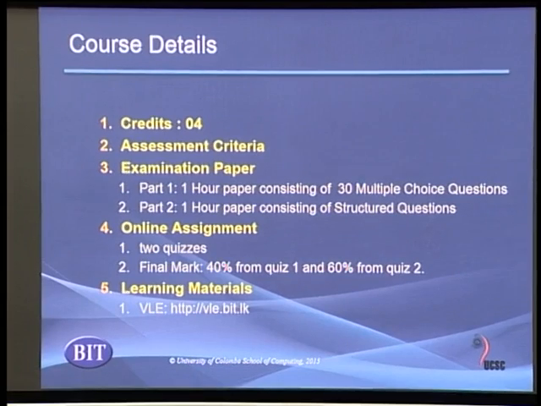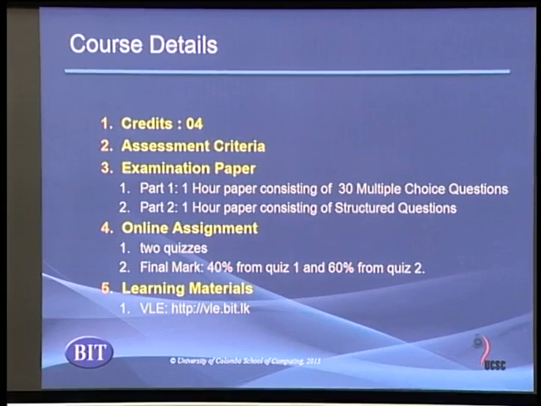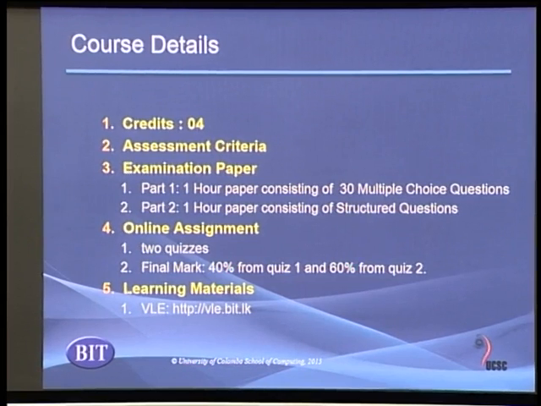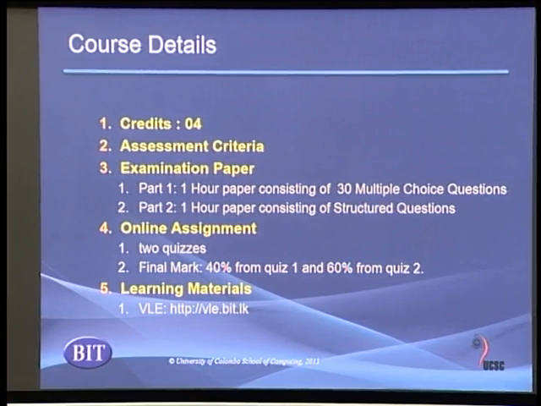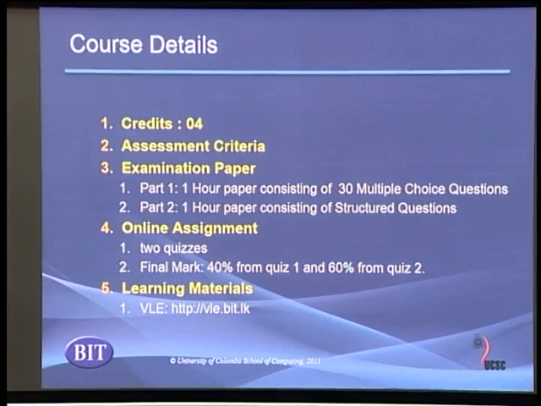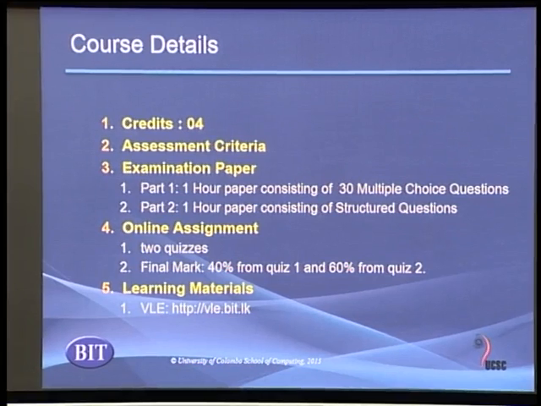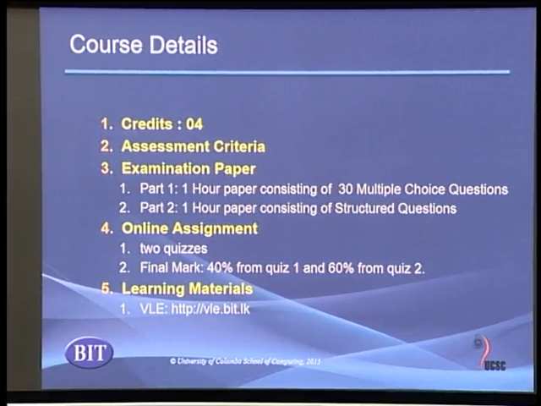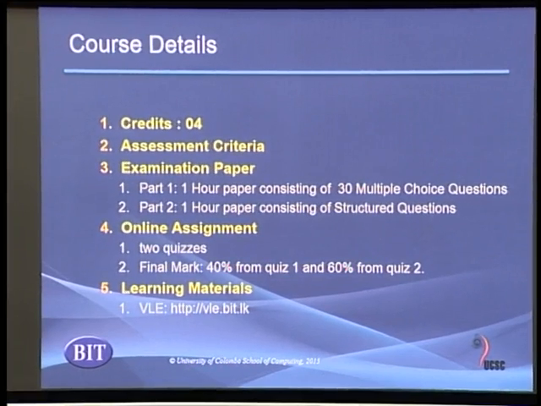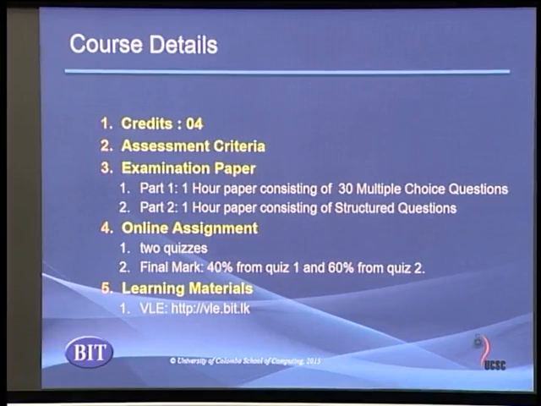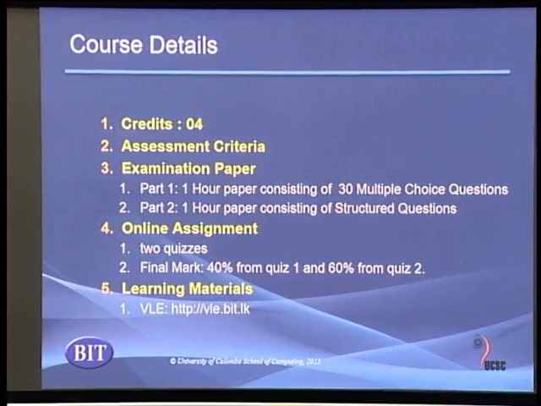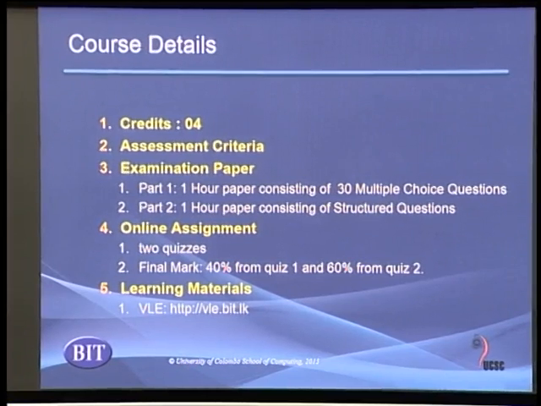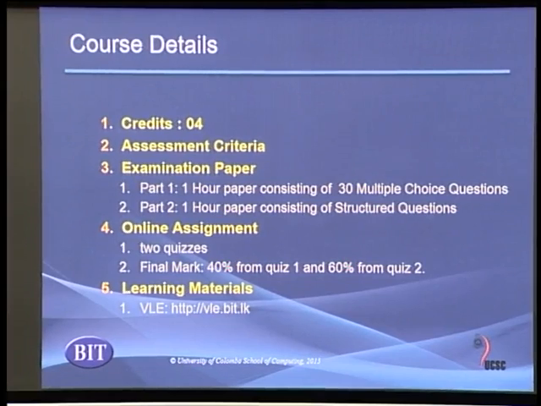Basic course details. As you all know, the course is a 4 credits one, and you will be having continuous assessments as well as a final assessment. The final exam paper will consist of 2 parts. The first section would be an MCQ paper with 30 multiple choice questions, which would be 1 hour, and the second section would be a structured paper that is also 1 hour. So, altogether the question paper would be a 2-hour one, and then you will be having 2 quizzes, 2 online assignments.